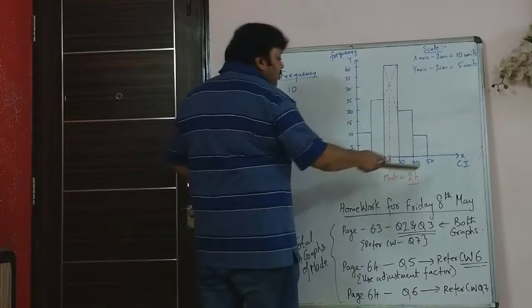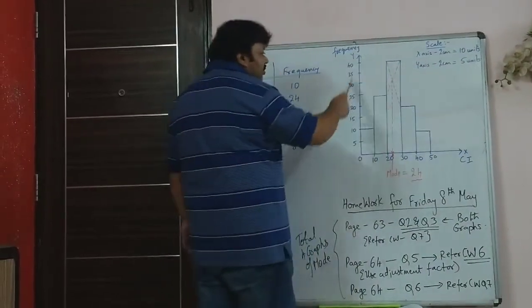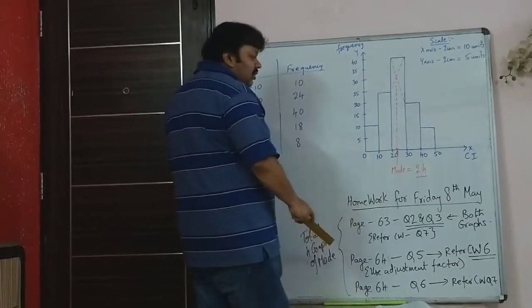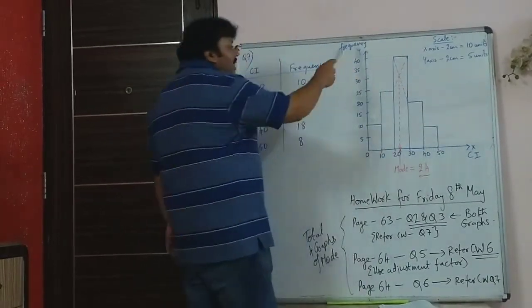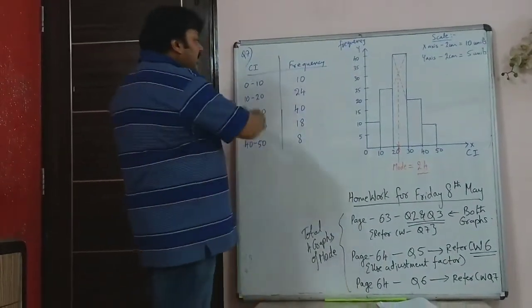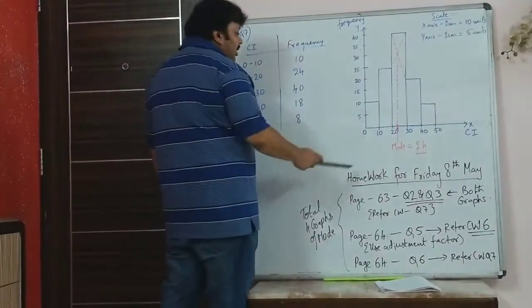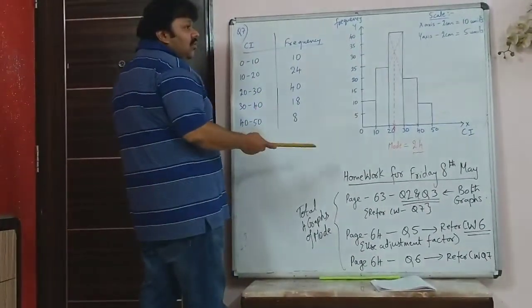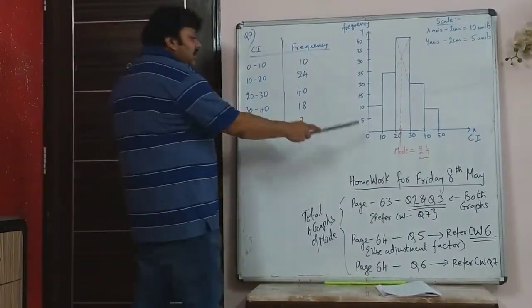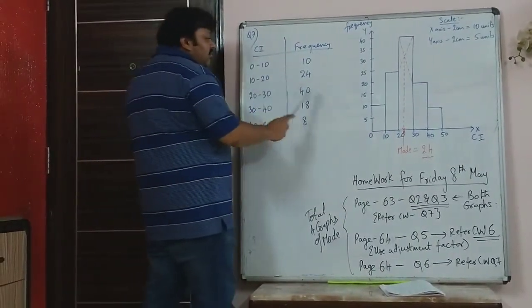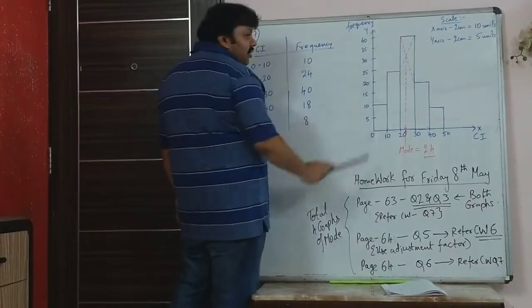So on the x-axis, 2 centimeters is 10, and on the y-axis, 2 centimeters is 5 units. The x-axis is the class interval, you have to show that there, and the y-axis is frequency. Then like usual we plot the graph from 0 to 10. Here there is no kink because it is starting from 0 itself. So 0 to 10 has frequency 10, 10 to 20 has frequency 24.